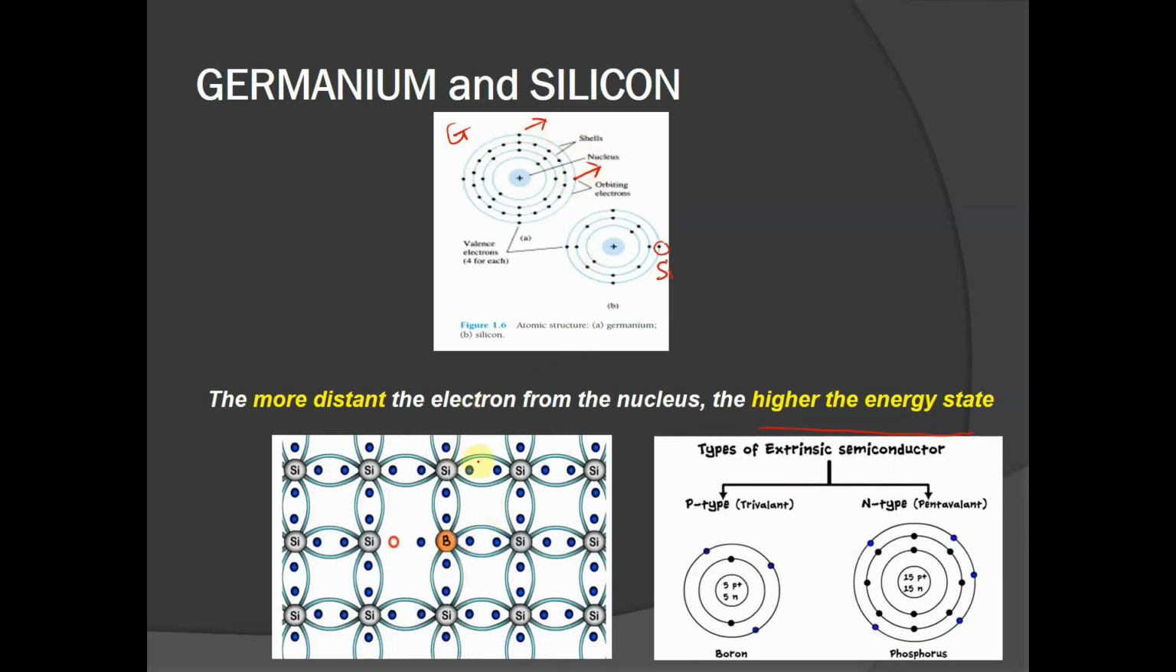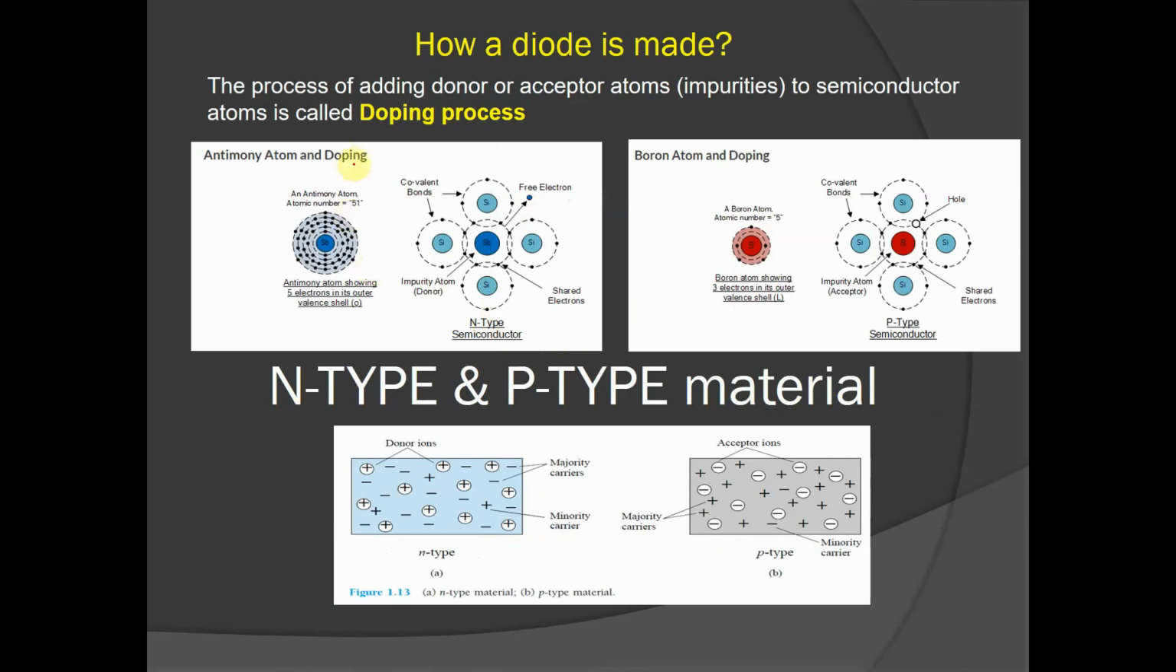Now, if we put an extrinsic material such as boron, it will attract electrons from the silicon, just like here. This is an extrinsic material such as boron, or we can use phosphorus. This is the N-type material and P-type material. This is what you call the process of doping, adding donor or acceptor atoms to semiconductors. This is how the diode is fabricated.